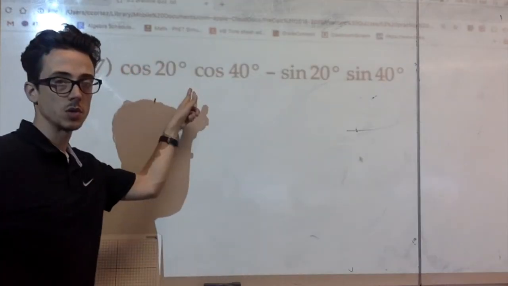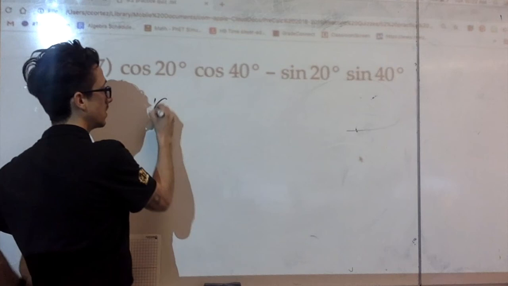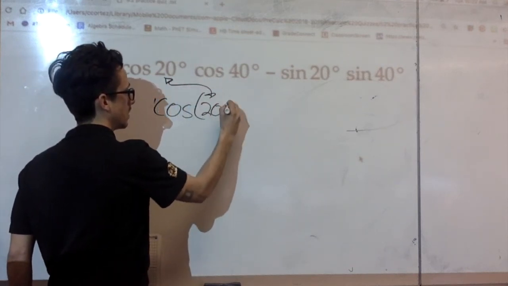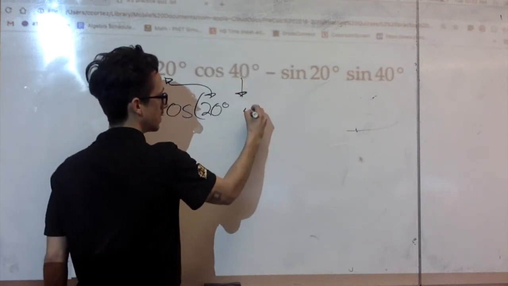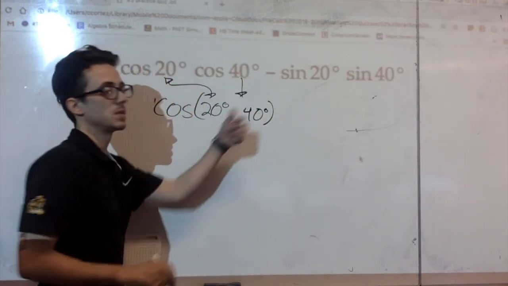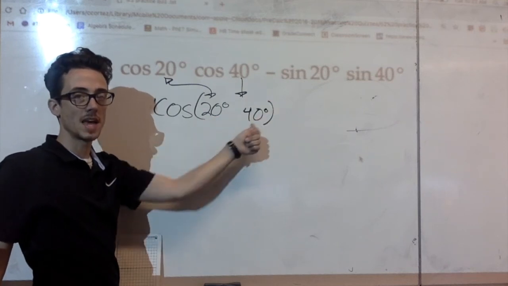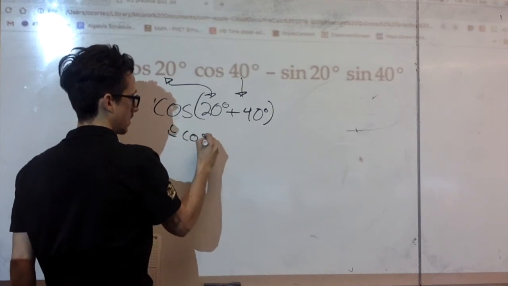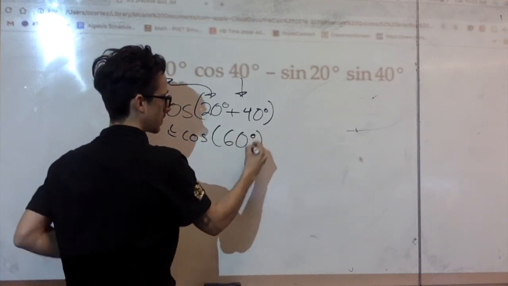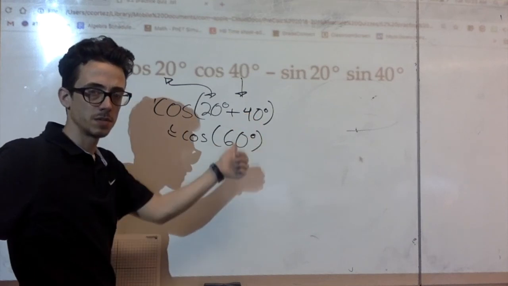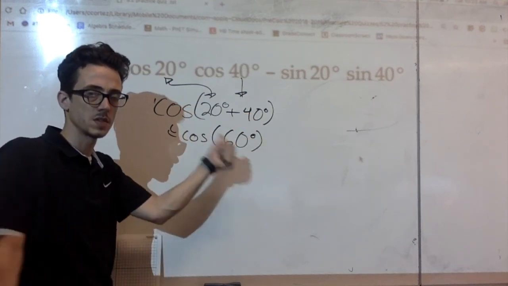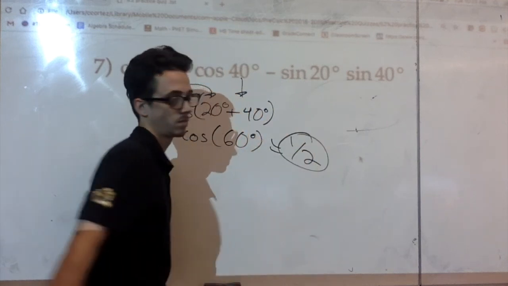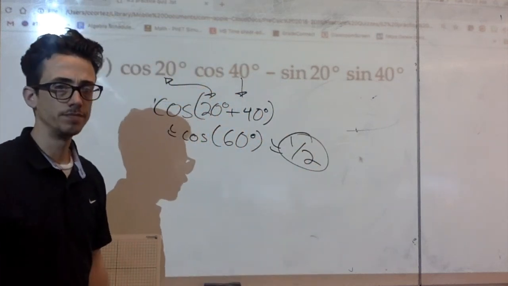We have cosine, then cosine. I know I'm going to use a cosine term where this is alpha and this is beta. I know that we're subtracting in between, so I know that I want to be adding on these two angles. 20 degrees and 40 degrees gives me 60 degrees. Cosine of 60 degrees is going to be 1/2. There you go.